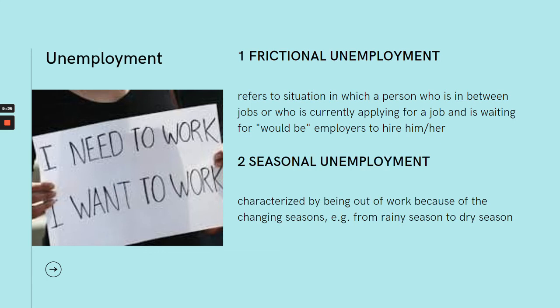Another type of unemployment is seasonal unemployment. What is seasonal unemployment? It is characterized by being out of work because of changing seasons, let's say, from rainy season to dry season. It is usually experienced by agricultural laborers or workers during off season, where they are just waiting for the harvest or planting season to come, di ba? For farmers, let's say for example, you are a rice farmer, you planted and then after you plant, you will just be waiting for the harvest season. So that's what we call seasonal unemployment.